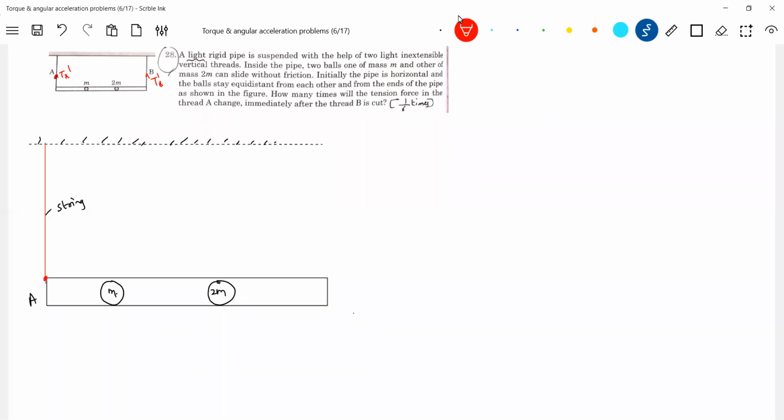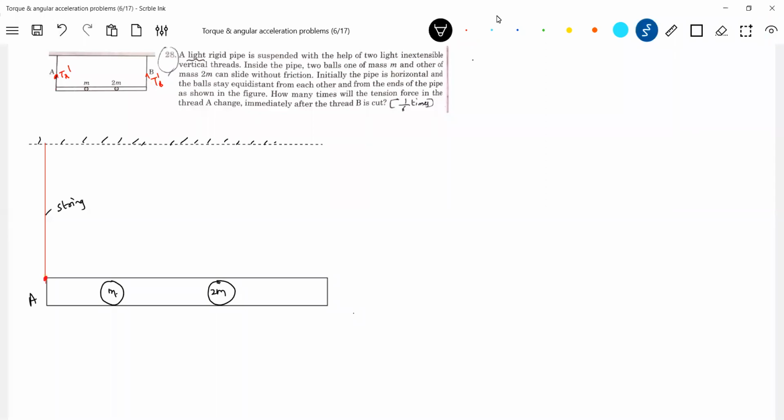On what basis will you say this? Because the masses of the balls are not equal, no? So the net torque about any point should be 0. Check that, apply the torque about A and B. This is point A, this is B. About this point you apply torque and calculate the tension TB dash. It will be different. So first let me check that one.